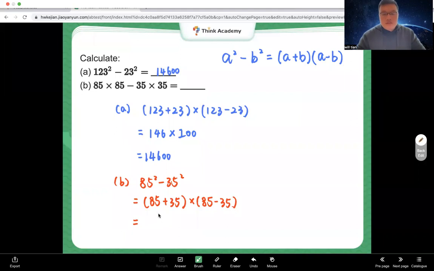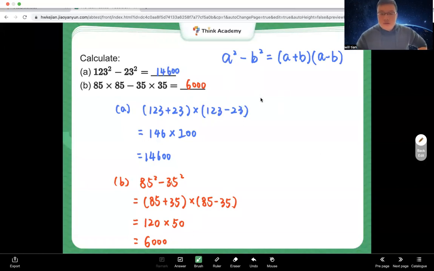And then what's the sum of 85 and 35? You could do 80 plus 30 plus 10, right? It's going to be 120. And then times by the difference of these two, 85 minus 35, you got 50. Right? So the final answer, 12 times by 50, you got 60, and then followed by 2 zeros. So the final answer will be 6,000. Okay? 6,000.